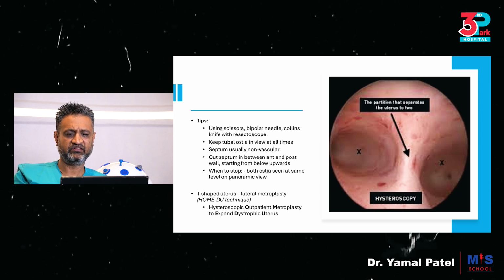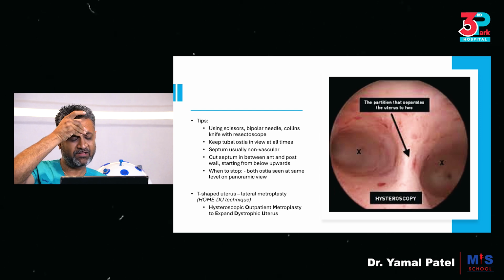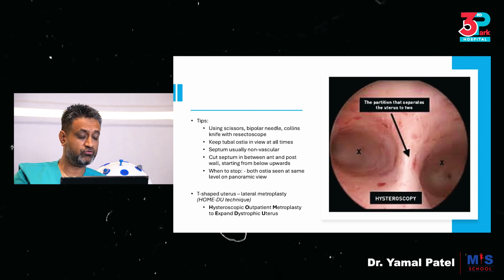In a T-shaped uterus, you can use lateral metroplasty, the HOME-DEW technique, that is the hysteroscopic outpatient metroplasty to expand the dysmorphic uterus. So basically in the T-shaped uterus you're cutting on this side and making it lateral towards the other ostium, and this side, to make this T-shape into a V shape. So I think that is important. Again, a bipolar needle, a Collins knife, or scissors could be used for the same procedure.